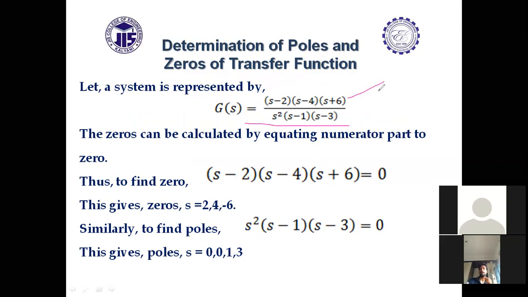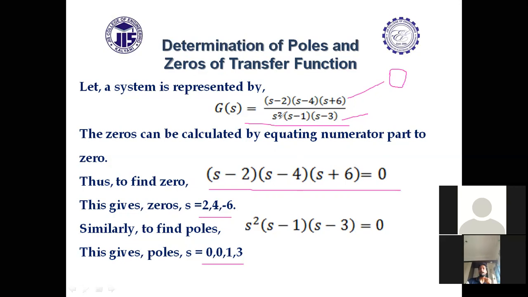This is the numerator part. As you know, if the numerator part is equated to 0, that is done here, then we'll get a few values of s which are known as zeros of the transfer function. So s equals 2, 4 and minus 6 are zeros of the transfer function. Similarly, to find poles, this denominator part is equated to 0 and we will get these values of poles.